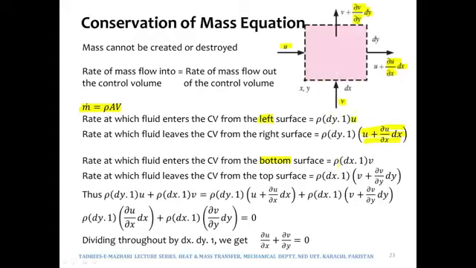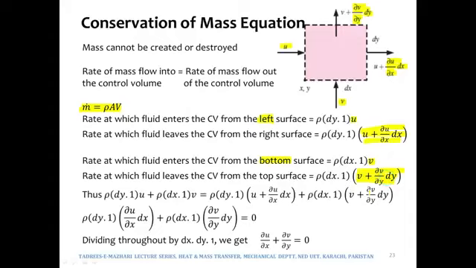Similarly, the rate at which the fluid enters the control volume from the bottom is again density area velocity, where density would remain rho, and the area through which this fluid is entering the control volume would be dx, this length, times the length in z direction, which is 1, times the velocity, which is v. And similarly, the rate at which this fluid will leave the control volume from the top surface would again be density times area times velocity, where the velocity would be written in this form, indicating the change in y direction.